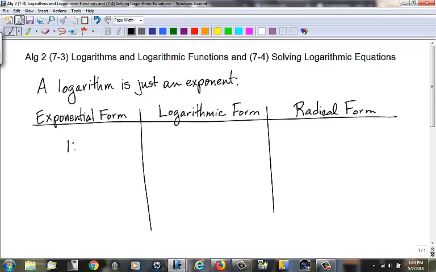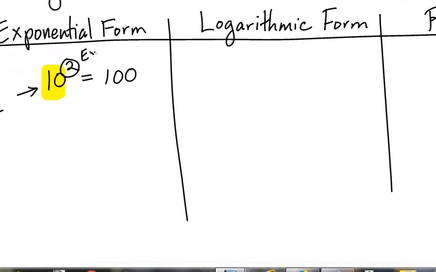In exponential form, they will give you statements like this: 10 squared equals 100. In that statement, the 10 is called the base. The 2 is the exponent. And the 100 is just a number.